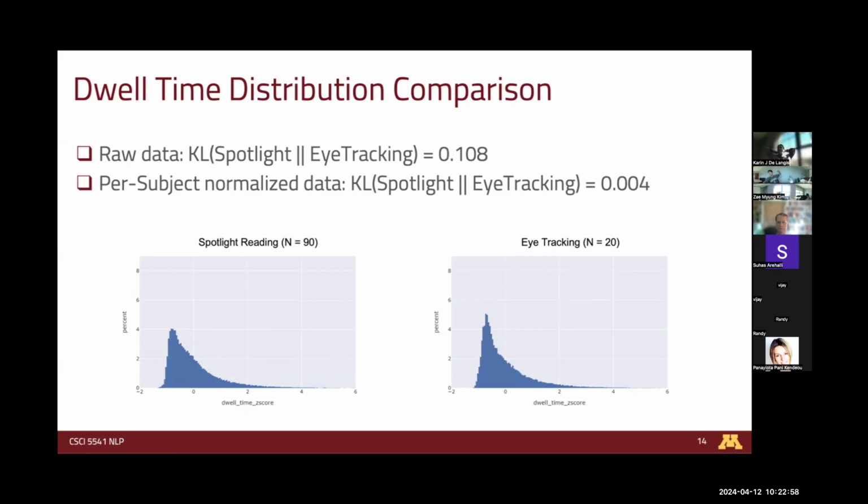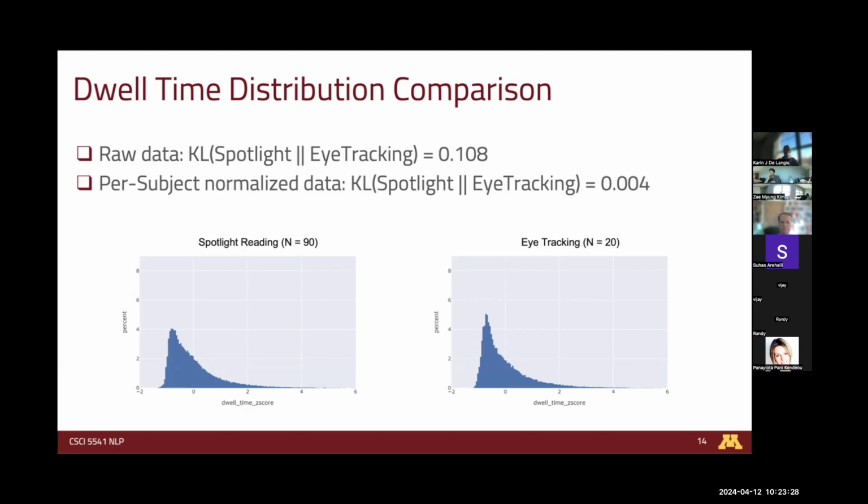Yes. So I have a question. When you are doing this per subject normalization, I guess the on-site participants, they did both the spotlight and eye tracking? No, they did not do both, actually. So they're completely different people. Okay, then what do you mean by per subject? So for per subject, it's basically just the per subject z-score for each person.